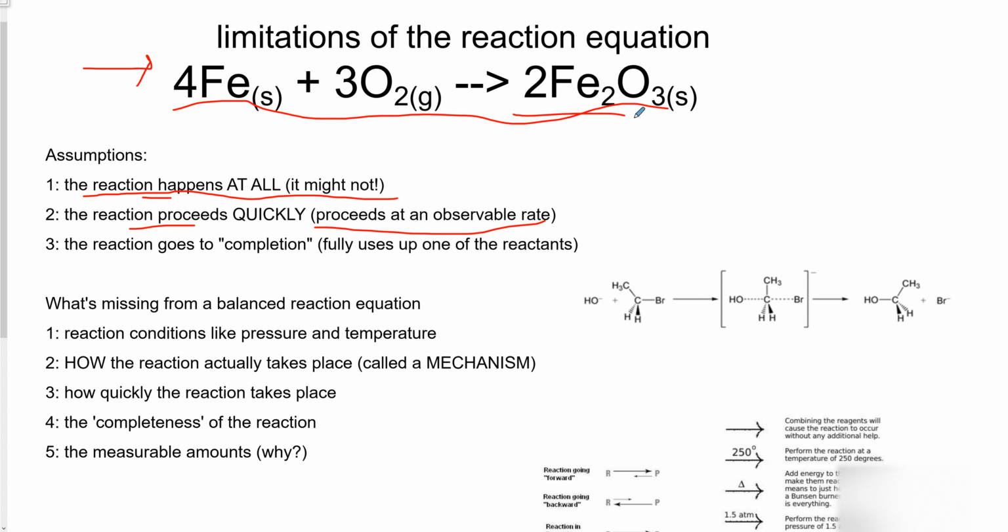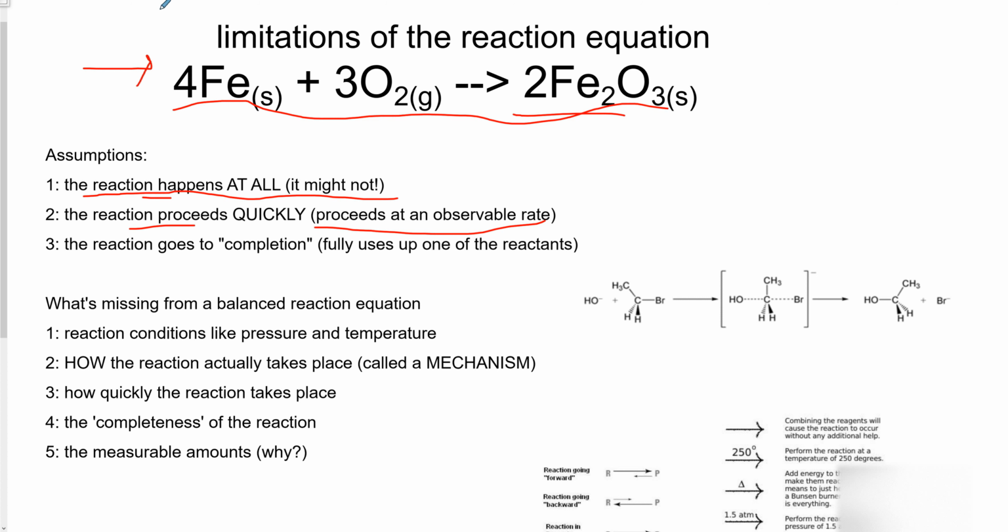There's a lot of stuff that we're not talking about when we write down a chemical reaction equation. So the first thing, when I give you a reaction and I'm like, so-and-so mixes with this and forms product, you're like, all right, Lorenz gave me this chemical reaction, so I'm going to assume some stuff about it. The first is that the reaction happens at all. It might not. There are certain conditions that have to be met for this particular reaction to happen. The second one is that the reaction goes quickly, at an observable rate.